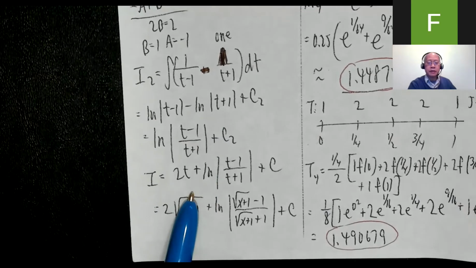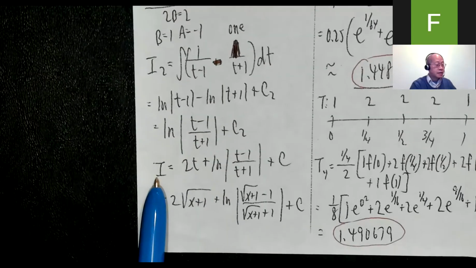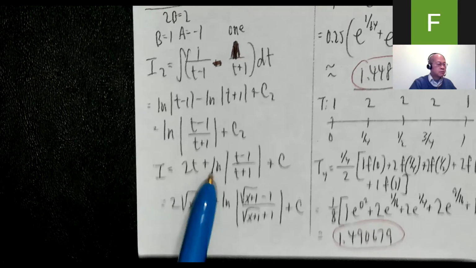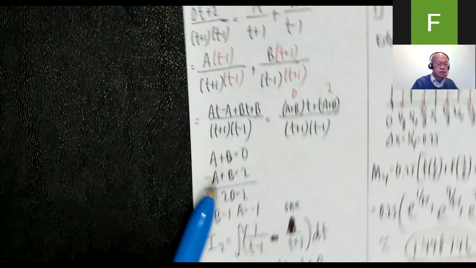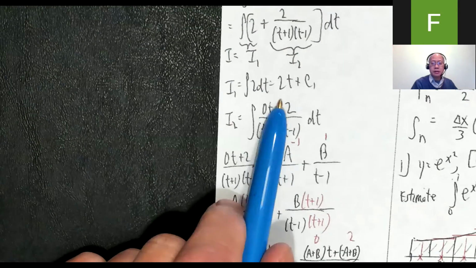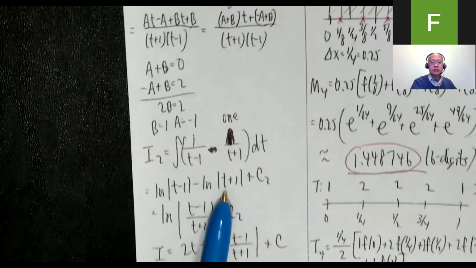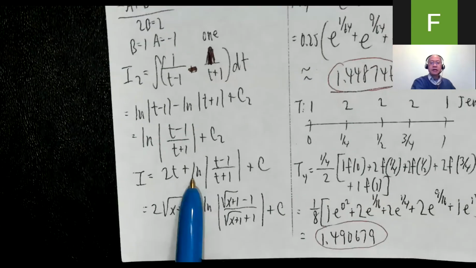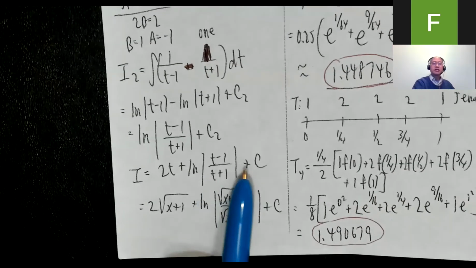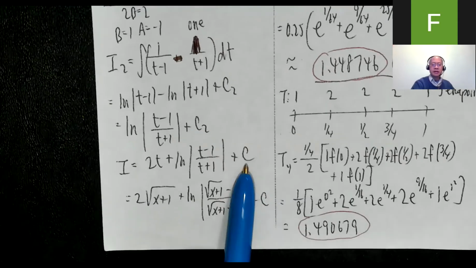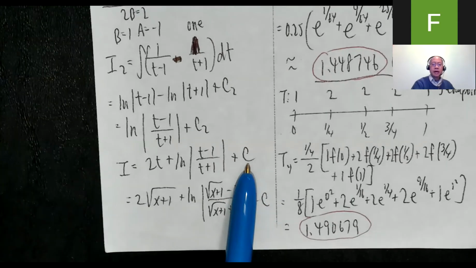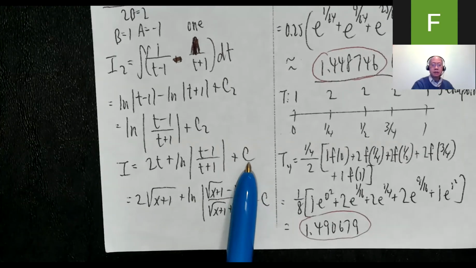All right, put them together. So I is equal to I1 plus I2. I1 was just 2t. And I2 was all this: ln of t minus 1 over t plus 1, plus C1 plus C2, which is C. Okay. And we're still not done.